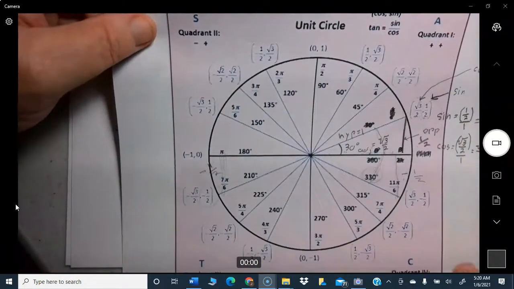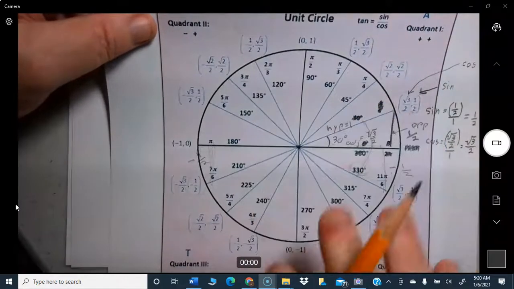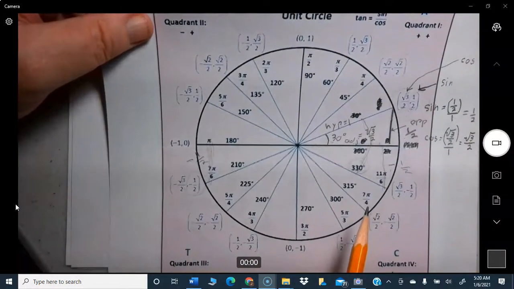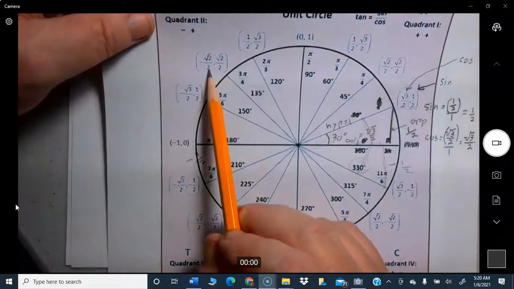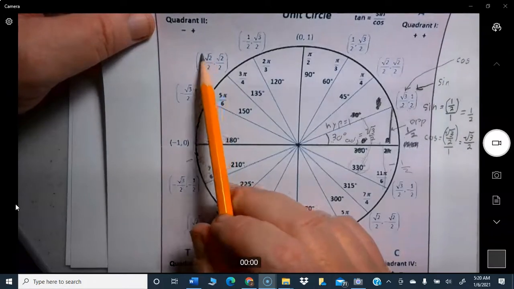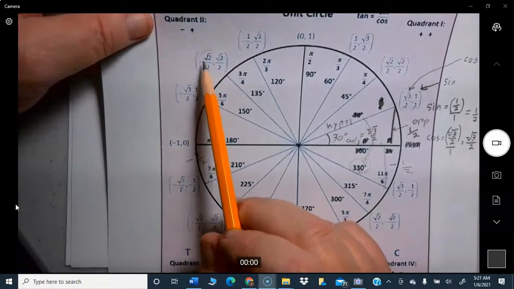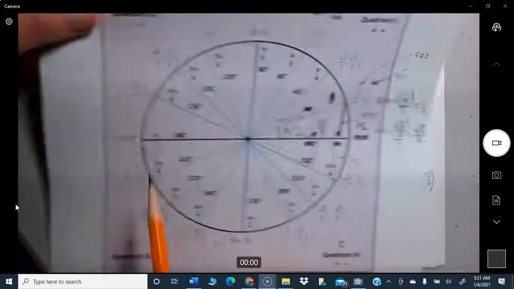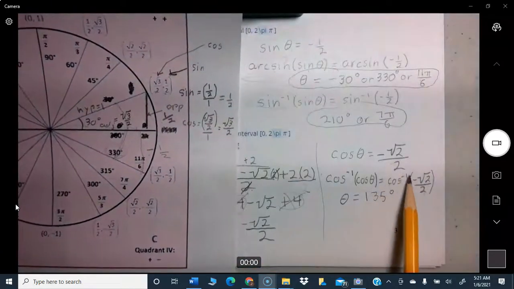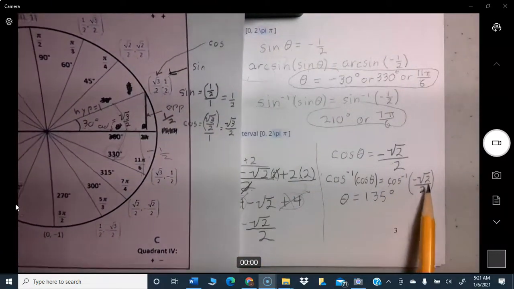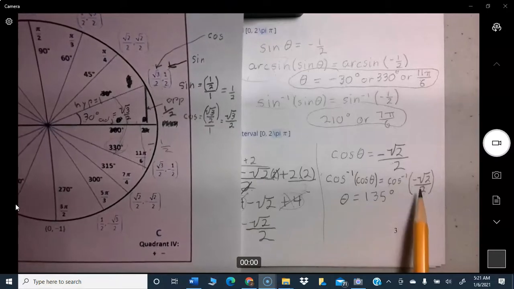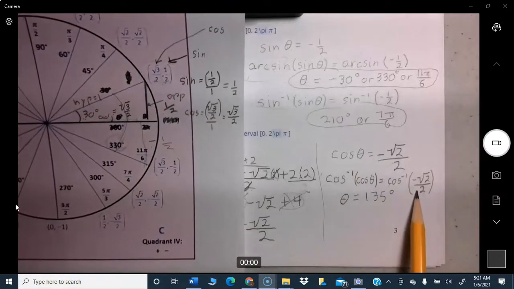Now that's kind of messy to do it on the calculator. You could have done it with the unit circle the way we did the last problem. Because look what we have right here. The cosine, remember the cosine is the first of the two numbers, is negative square root of 2 over 2. That's what we had right there. That's what we had right there. So we could have gotten the 135 that way. We did not need to use the calculator.